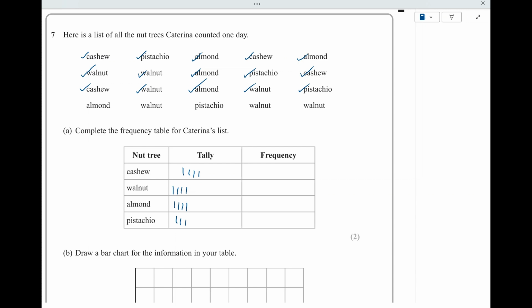Let's just pause a minute. I can see some of them are coming up to 5, aren't they? So I'm going to need to remember. So that's the 5th almond. Well, that's the fifth walnut. Another walnut. Oh, and another walnut. Right, frequency. So how many times do each of these types of tree occur? 4, 7, 5, and 4.